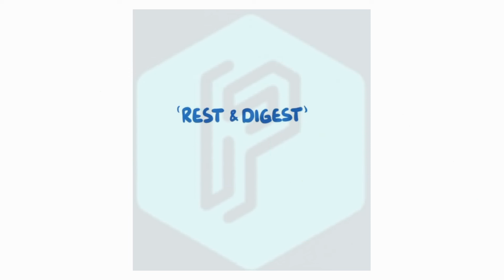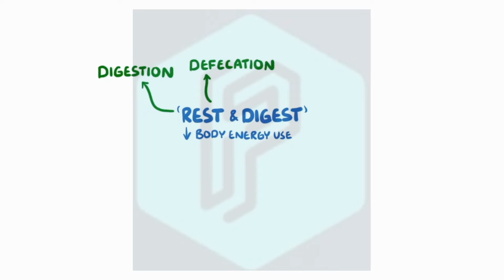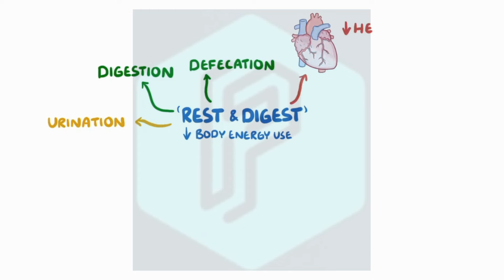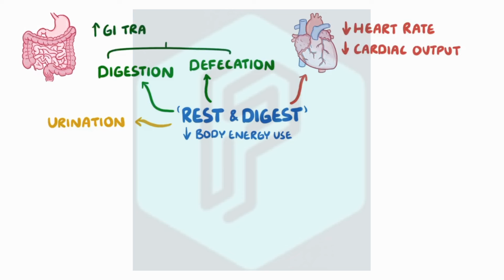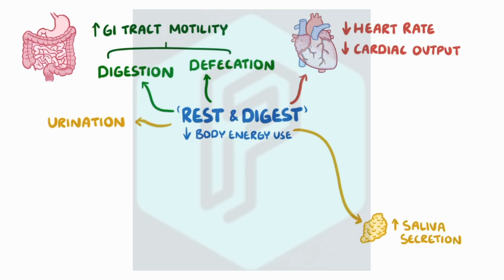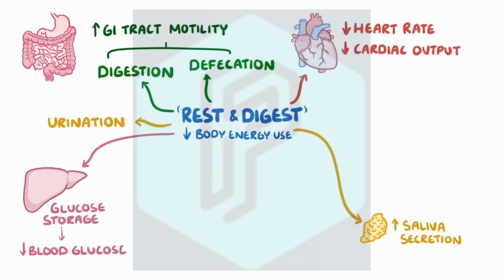Rest and digest describes how the parasympathetic nervous system keeps body energy use as low as possible and how it stimulates activities like digestion, defecation, more commonly called pooing, and urination. It acts in the heart, slowing the heart rate and reducing cardiac output. In the gastrointestinal tract, it increases motility to stimulate digestion and defecation. In salivary glands, it increases saliva secretion to aid digestion. In the liver, it triggers glucose storage to reduce blood glucose levels, since after a meal they'll be really high.